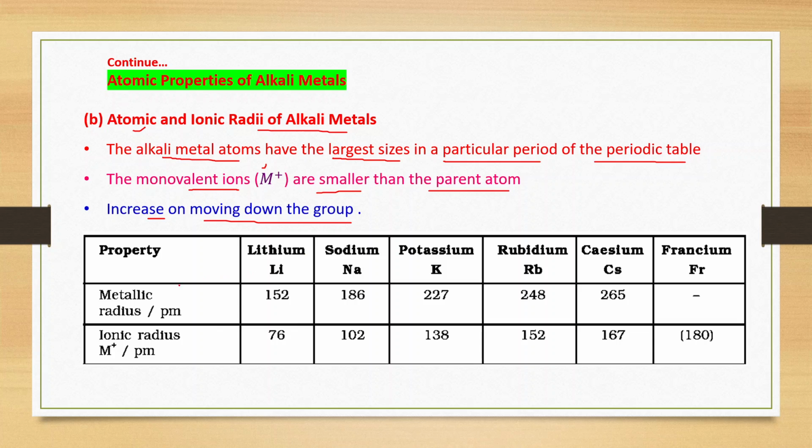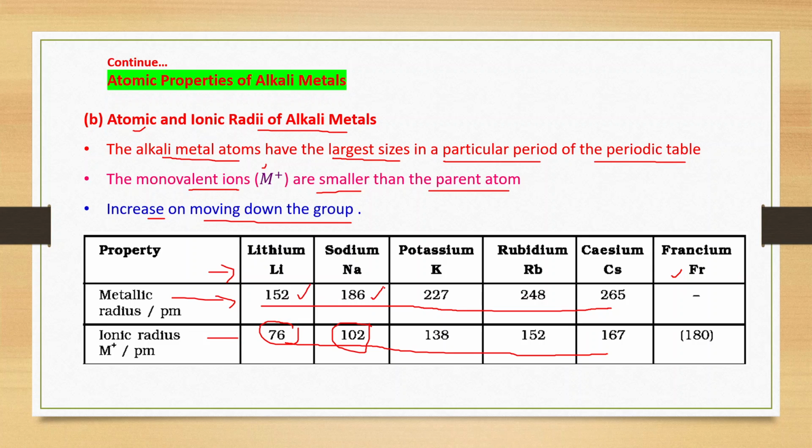You can see from this table, these are the elements. This shows the metallic radius continuously increases. Actually, francium is a radioactive element and its properties are not known very well. These are ionic radii. These again increase from top to bottom. And if you compare these ionic radii with metallic radii, these are smaller than these ones.